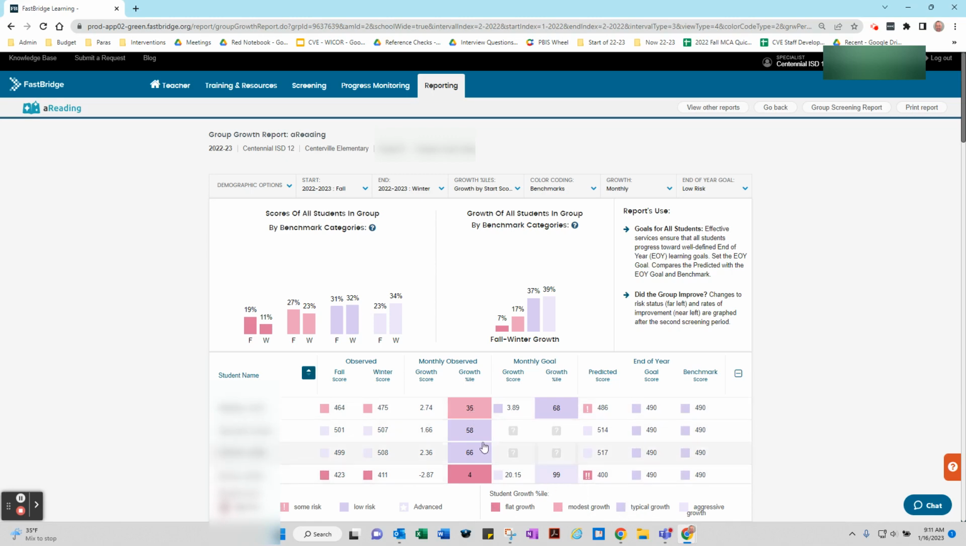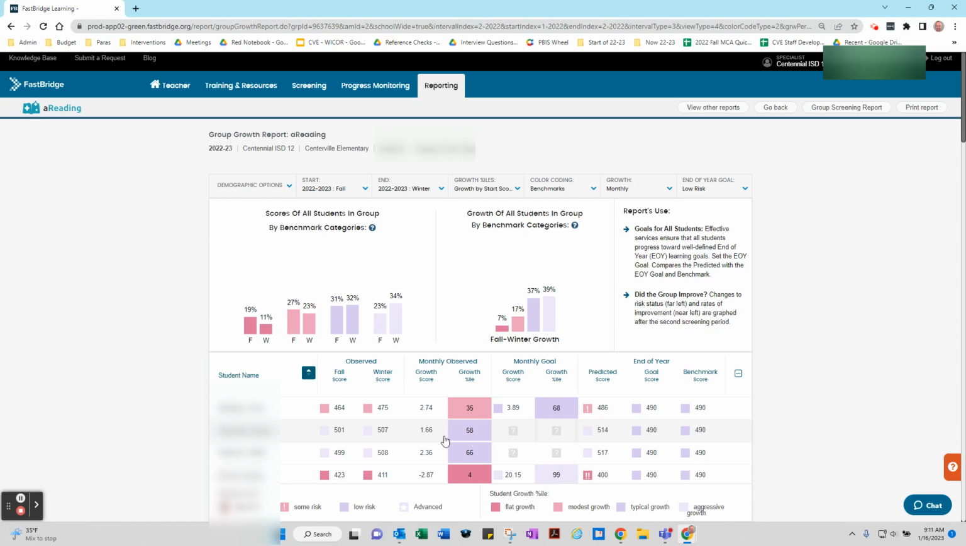Dark purple means typical growth, and light purple means aggressive growth. I don't see any here right now with that particular category. So as we go down here, this particular student had a 501. They grew to a 507. They had 1.66 points of growth per month, which put them at the 58th percentile.